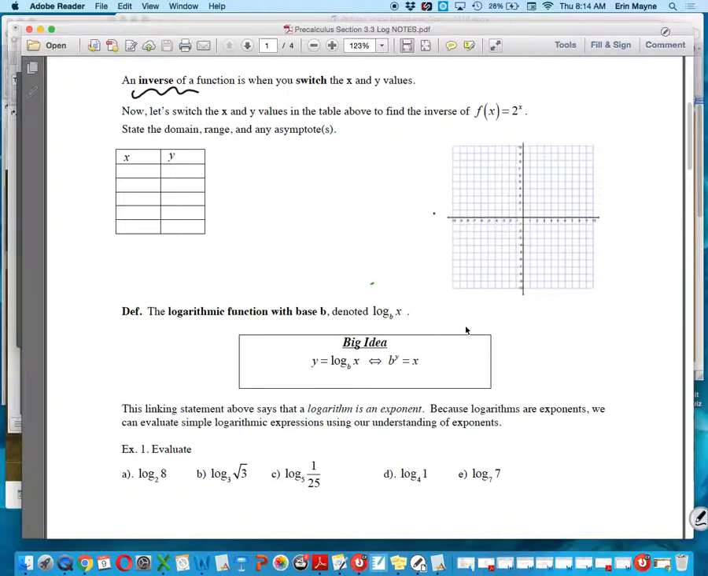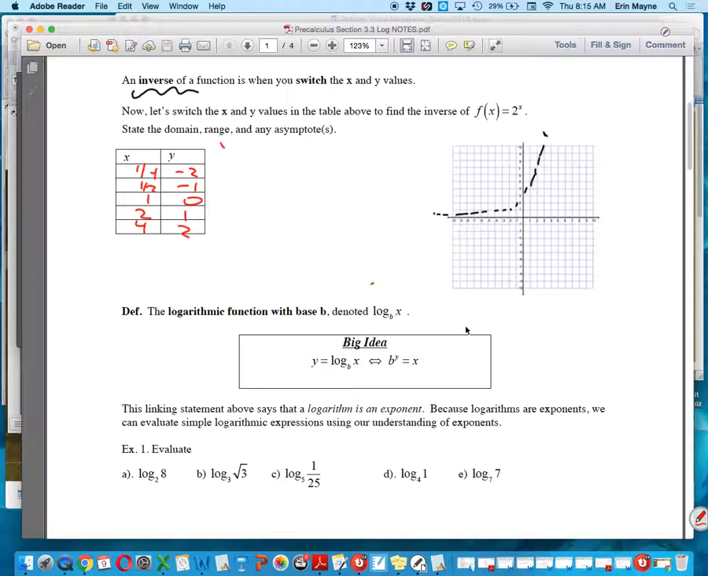So give me an example. Here was my original. Give me an example of what an xy ordered pair would sound like if I switched the x's and y's. What would the first one read if you switch the x's and y's in the first table? 1/4, -2. Give me the next one. Yep. 1/2, -1. Then 1, 0, and 2, 1, and 4, 2.